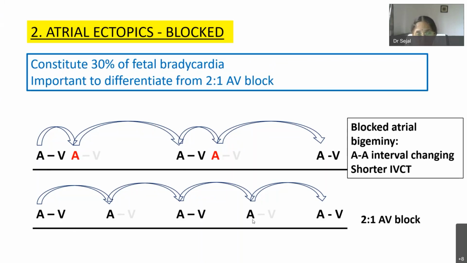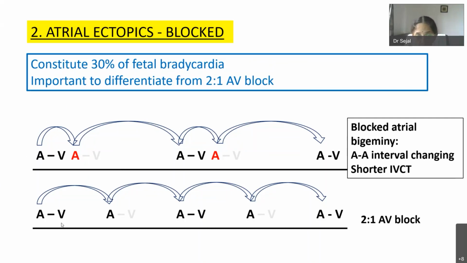So now what is the typical difference between the two? In the first situation, your AA interval is changing. And in the second situation, the AA interval is not changing. So this is the way to diagnose in fetal life. If your AA interval is changing, you know that it's an ectopic beat where alternate beats are ectopics and the ectopic beats are not conducted.